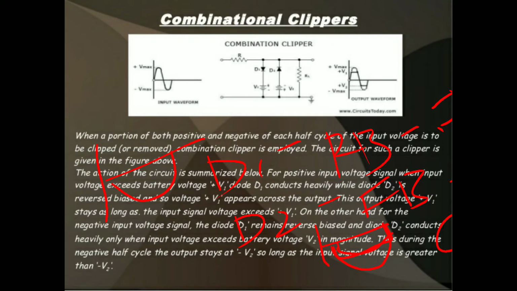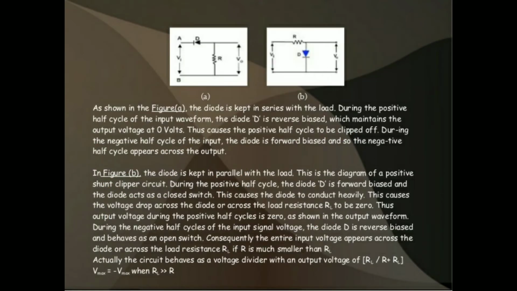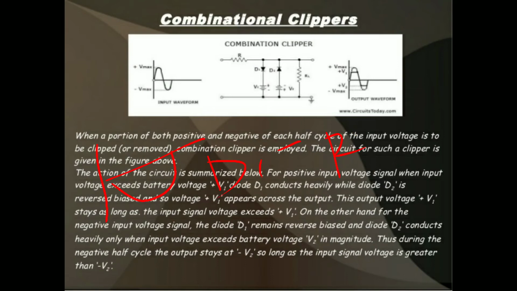When both the diodes are in on condition, during the positive half cycle, diode D1 is in on condition, D2 is in off condition. During the negative half cycle, D1 is in off condition, D2 is in on condition. So this cycle will be continuous. In this cycle we are getting the output like this, no?